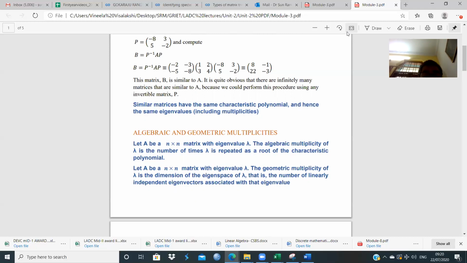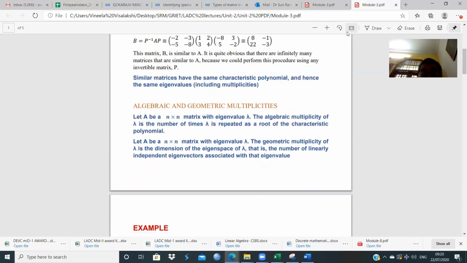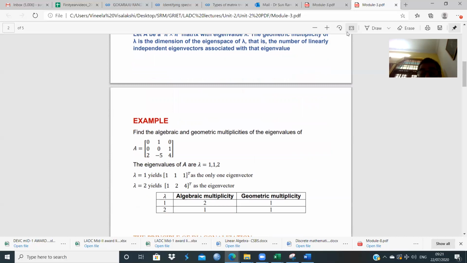Now let us talk about geometric multiplicity. Suppose we have an n by n matrix with an eigenvalue lambda. Then you determine the number of eigenvectors corresponding to that lambda. The number of such vectors associated with that lambda is called the geometric multiplicity of that eigenvalue. Now let us understand this a little bit more clearly.